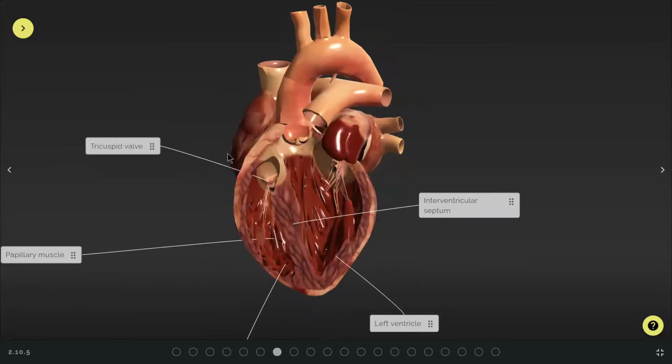And just like we had the tricuspid valve separating the atrium and the ventricle, you've got another valve on this side called the left atrioventricular valve. It also has a special name called the mitral valve, so you might hear it both ways again.